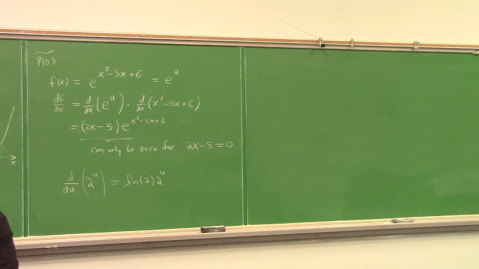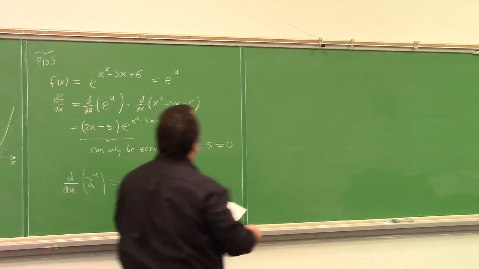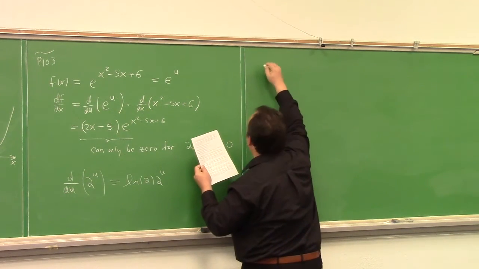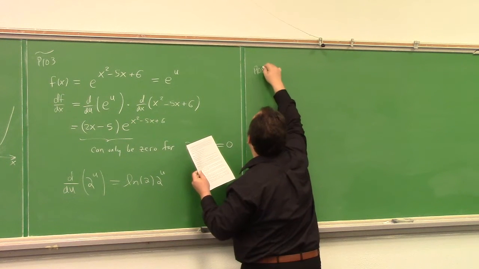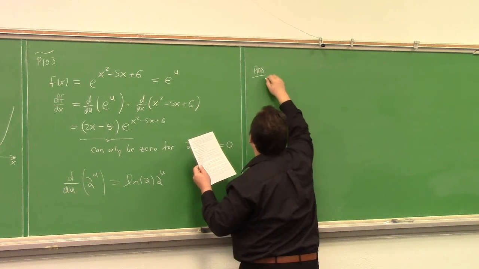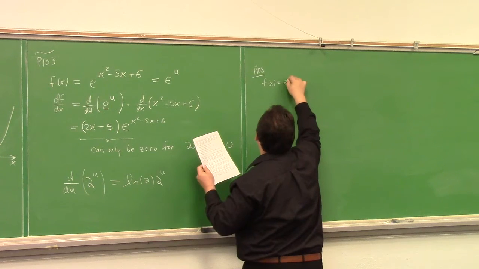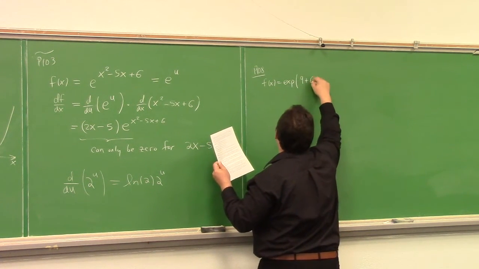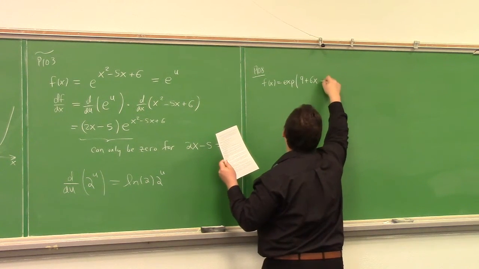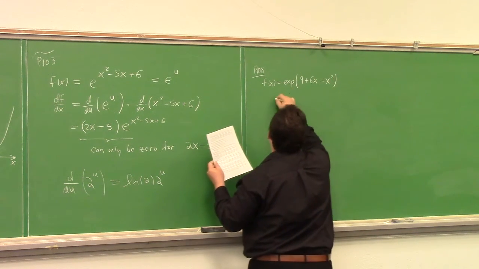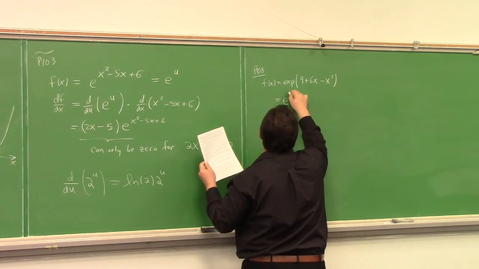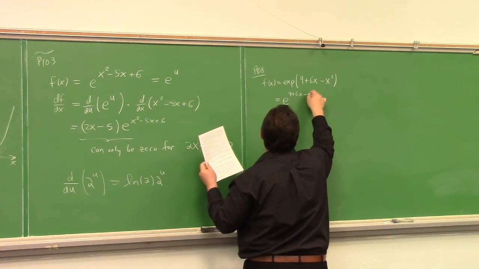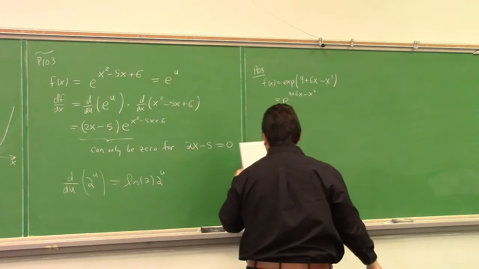Question? EXP is another notation for exponential. So problem 108, I have f of x equal exp of 9 plus 6x minus x squared. But you could just as well write that as e to the 9 plus 6x minus x squared. So it's kind of logical.